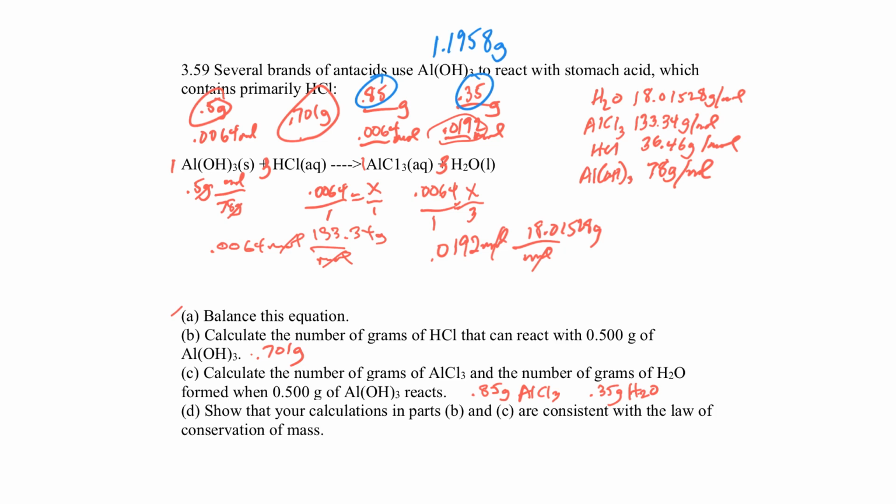What is it on the left? 0.701 plus 0.5, okay, 1.201 grams. And that is daggone close for having all of the rounding that we've done, okay? Good question. This is a good question, okay? Hope you're learning.